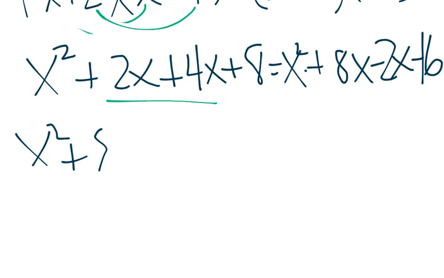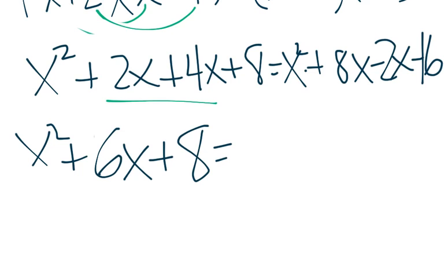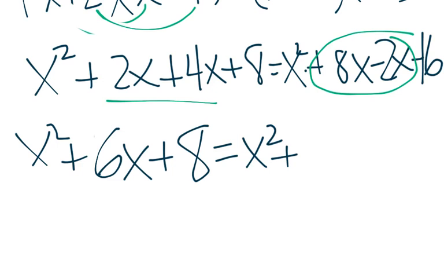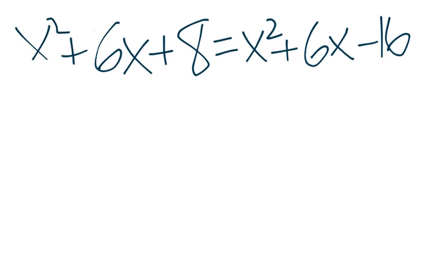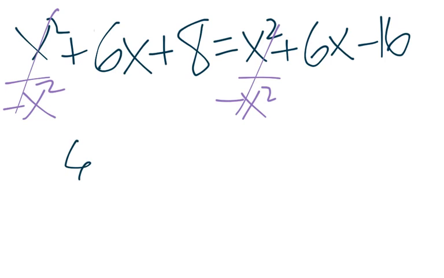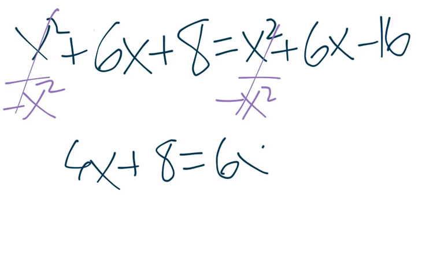So now we want to simplify these, so we end up with x squared plus 2x plus 4x, 6x, plus 8 equals x squared plus 8 minus 2x, which is plus 6x minus 16. So we have an x squared on both sides. If we subtract x squared, they cancel out, and we end up with 6x plus 8 equals 6x minus 16.